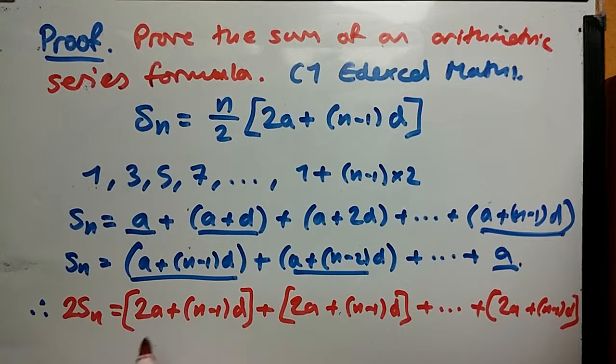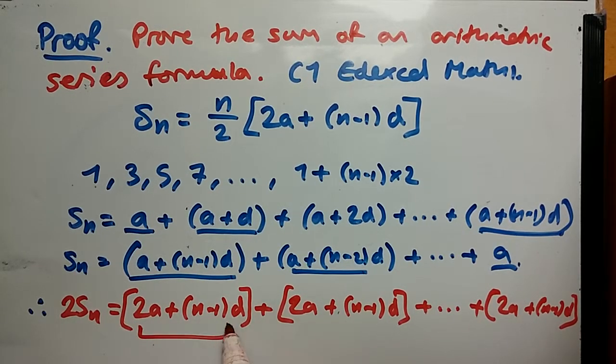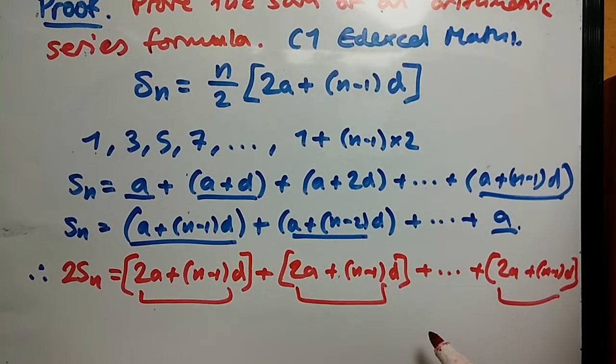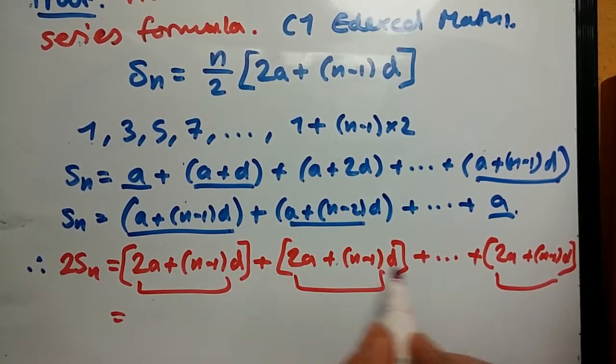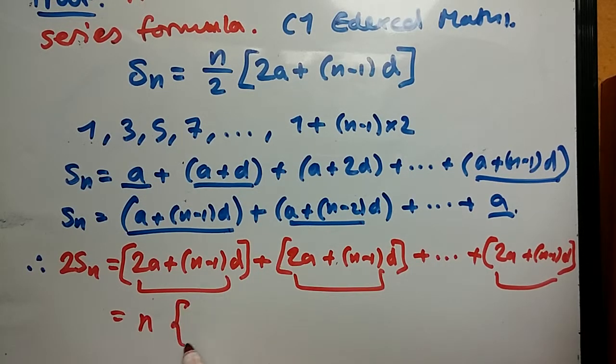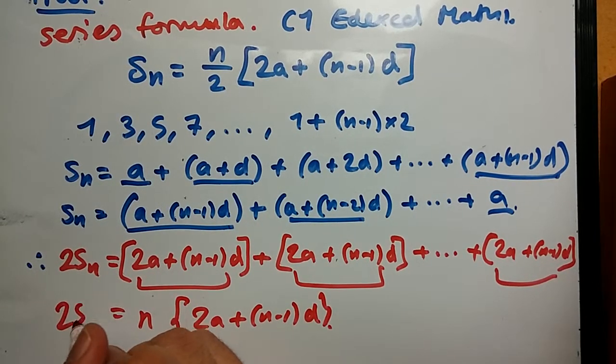And voila, notice something. We actually have the same term across. In fact, we have the same terms for n number of terms. So actually, we have this n times. So factorizing this, we have n lots of 2A plus n minus 1 D. And of course, all this equals 2Sn.